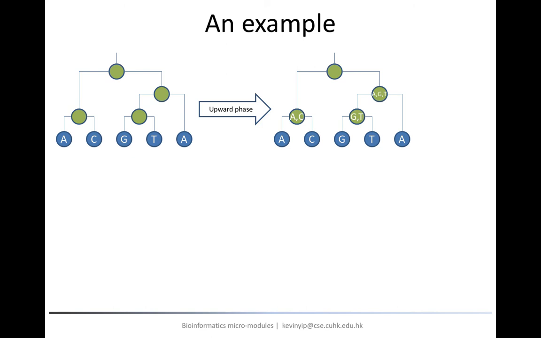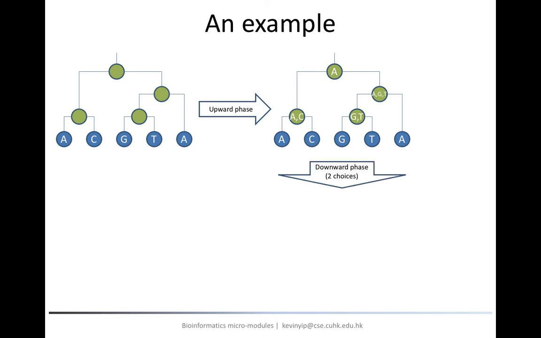Finally, for the root, the left child prefers A and C, while the right child prefers A, G, and T. This time, there is a common nucleotide in the two preference sets, and therefore the root takes this common nucleotide, which is an A, as its own preference. The upward phase is then completed.